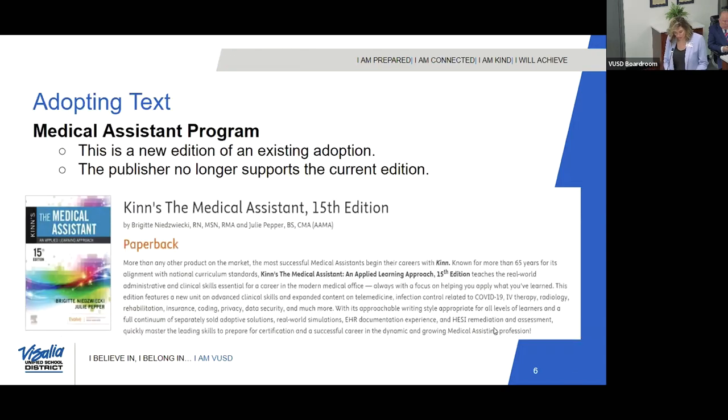Our first program that we're going to bring forward for first read is our medical assistance program. This textbook is the current edition of our current textbook. Typically we would do a textbook extension. However, the publisher no longer supports the edition that we currently have. And so we do have to bring forward a new textbook. And we want to make sure we're bringing forward the most current, as we know the medical field is ever changing, and we want to make sure that we are bringing forward the most current edition.